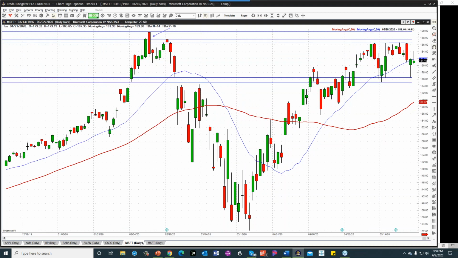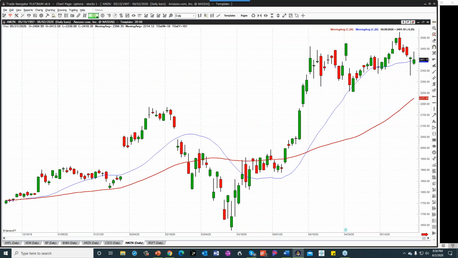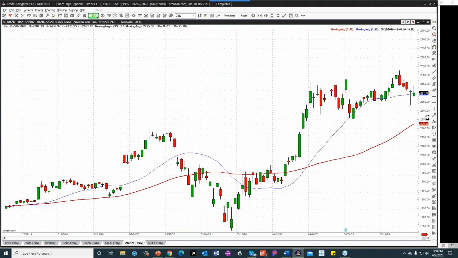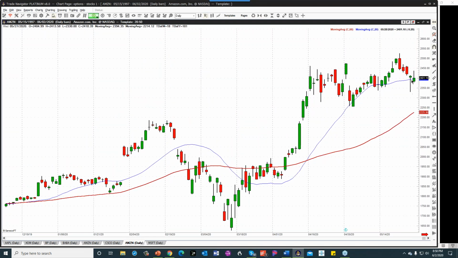And we will look at Microsoft, look at Amazon. Okay, speaking of bearish, long-term trend is up, short-term trend down, neutral. And the reason I'm nudging it to neutral is we have this long lower shadow.